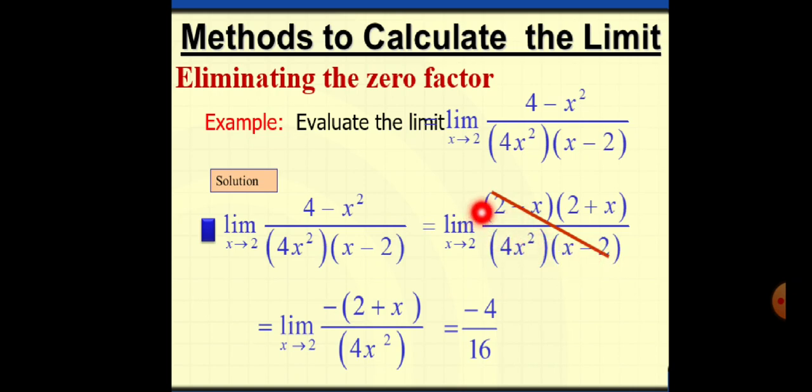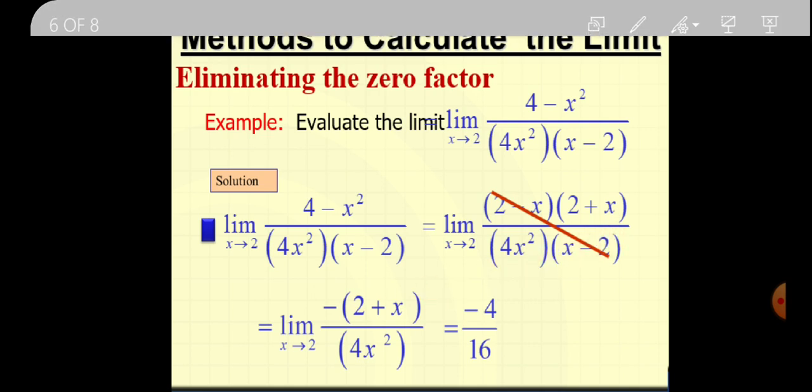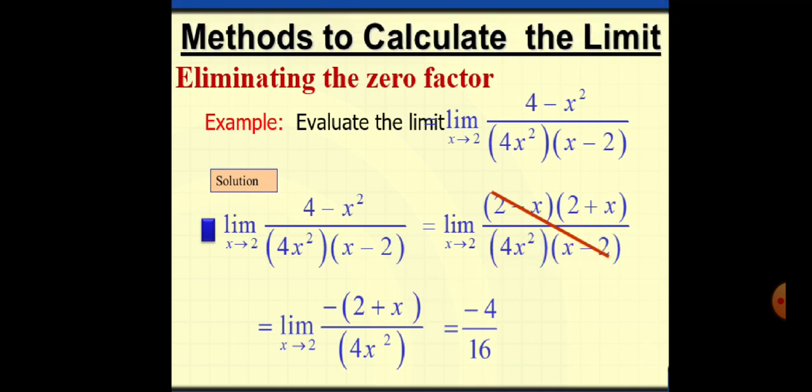So if we take the negative outside from this bracket, it will be x minus 2 to be cancelled with this one. And so we have negative here, negative 2 plus x. Now substitute when x equals 2, so you can find the final answer here is negative 4 over 16, or we can simplify to be negative 1 over 4.